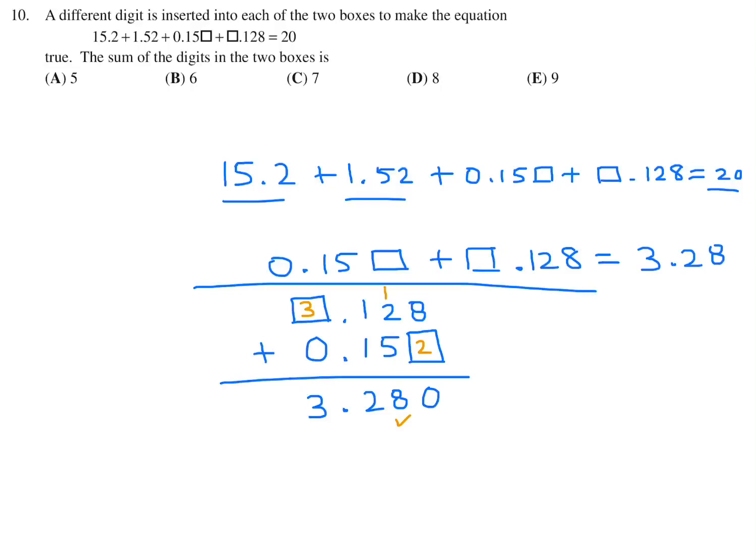So the numbers in the boxes are 3 and 2, and they want the sum of those digits. So 3 plus 2 is 5. So number 10 is A.